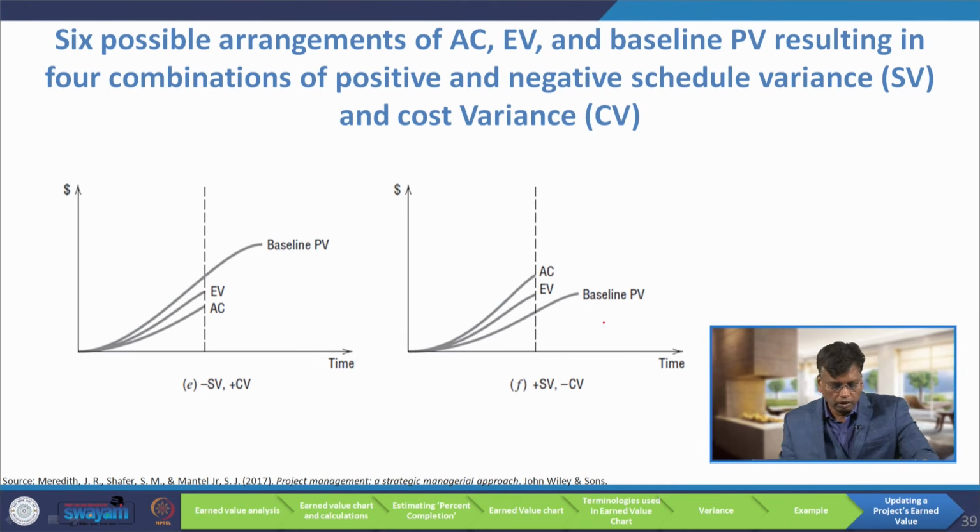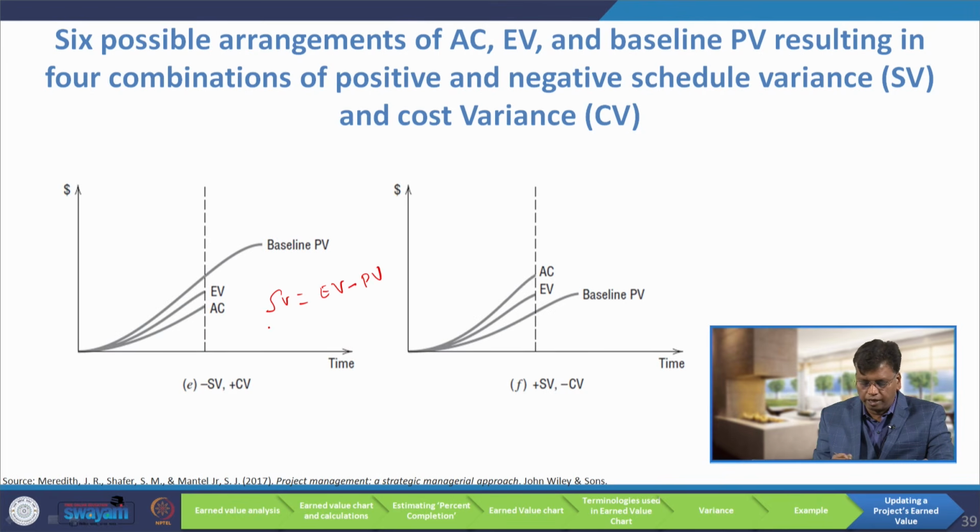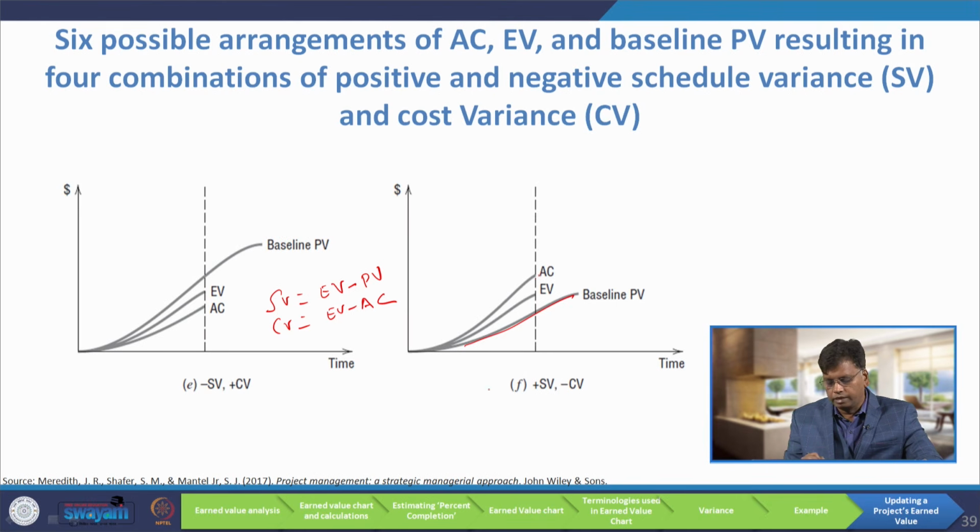In the other situation, the baseline PV is there, EV is more, AC is less. So what is the schedule variance? We know it is EV minus PV, so that will be negative, as EV is below the PV. But the cost variance, EV minus AC, will be positive. In the other situation, the baseline is at the bottom, EV is just above that, but AC is on top of that. So here the schedule variance, EV minus PV, will be positive, and the cost variance, EV minus AC, will be negative.